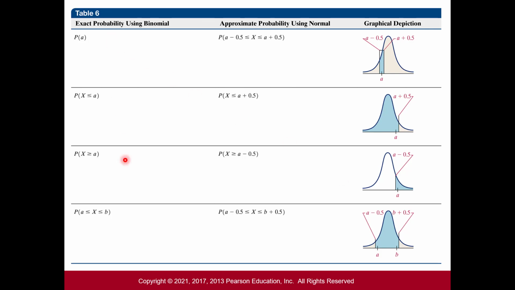And here's a table for four different situations. If you want to compute the probability of an exact value for x, what we actually do to approximate it using the normal distribution is add 0.5 and subtract 0.5 from that number.